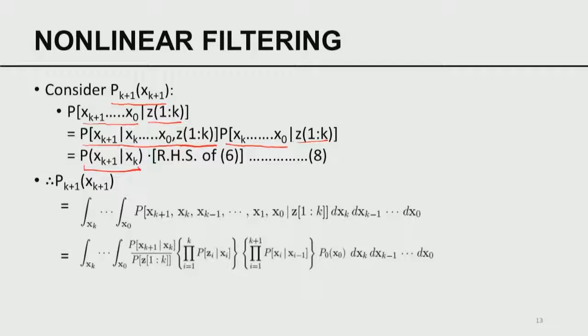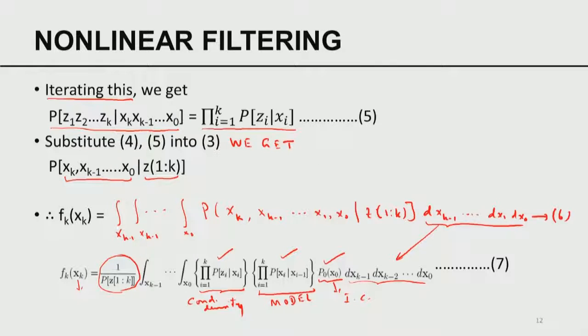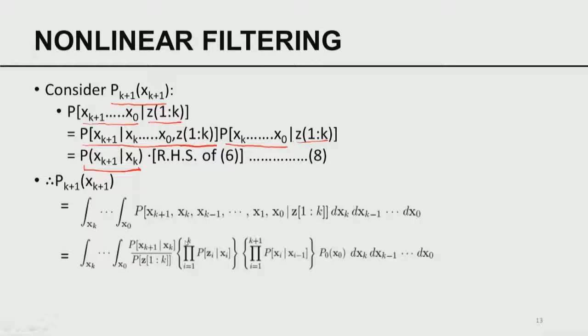Therefore, the second factor is the right hand side of 6. So let us go back to the right hand side of 6. The right hand side of 6 is the filter density. So let's look at this now. I would like to spend a minute on that. The probability density of x k plus 1 given the entire trajectory 0 through k and the observations, times the probability given observations 1 to k. Now what is this part? That is the filter density by 6. That is the right hand side of 6.